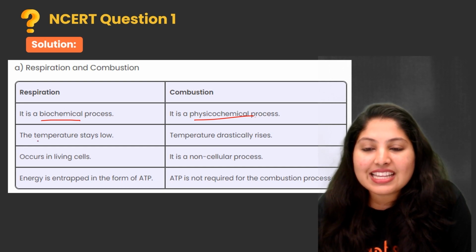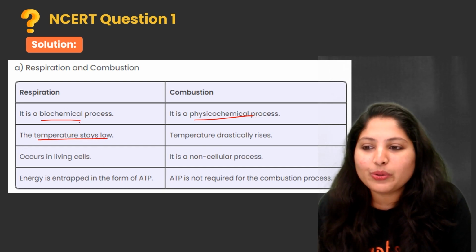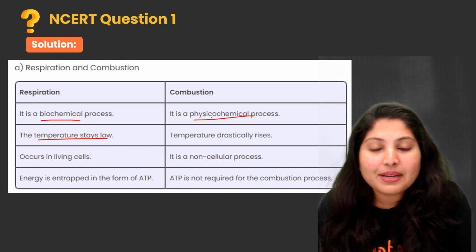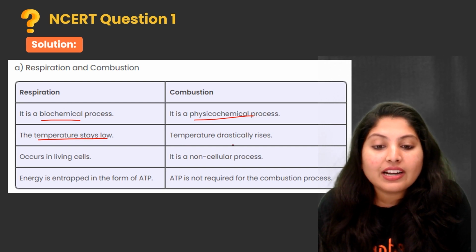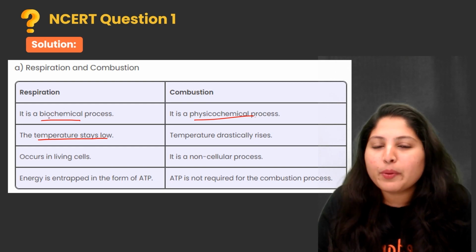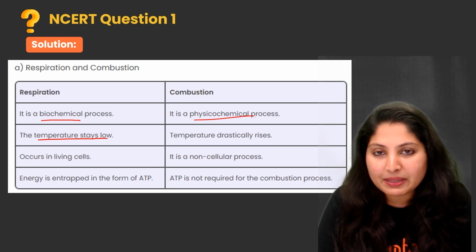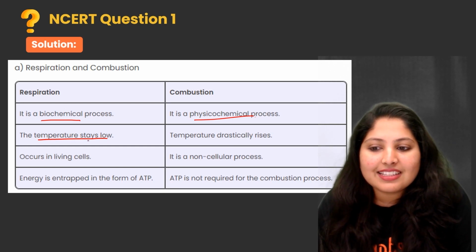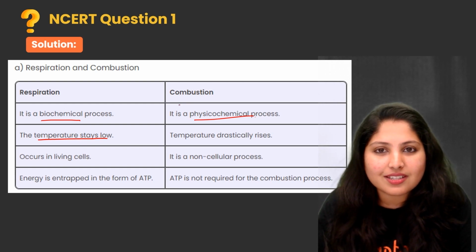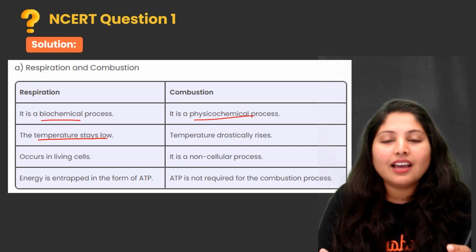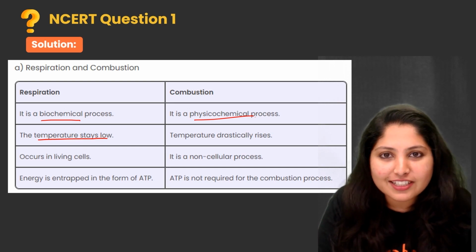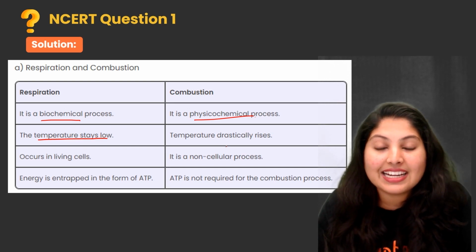Next one is temperature stays low. During this reaction, the temperature is very low, but in combustion, the temperature drastically rises. Respiration is a slow process. It is a stepwise removal of carbon dioxide, so the temperature is very low. But combustion is a one-step process. It occurs very fast, so a large amount of energy is released. That energy is converted into heat, hence the temperature rises drastically.